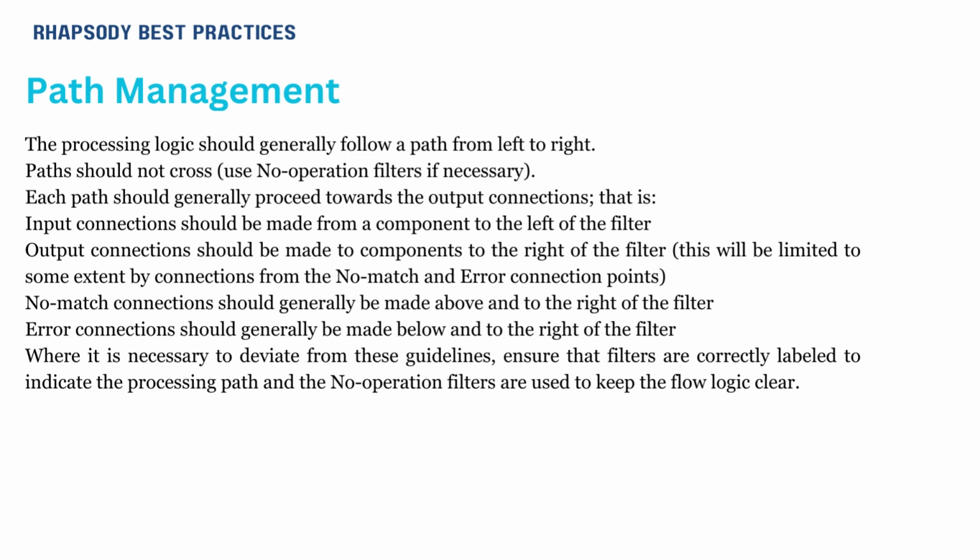This will be limited to some extent by connections from the no-match and error connection points. No-match connections should generally be made above and to the right of the filter. Error connections should generally be made below and to the right of the filter. Where it is necessary to deviate from these guidelines, ensure that filters are correctly labeled to indicate the processing path and the no-operation filters are used to keep the flow logic clear.